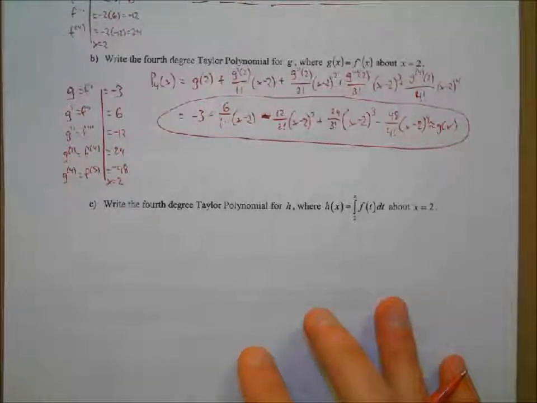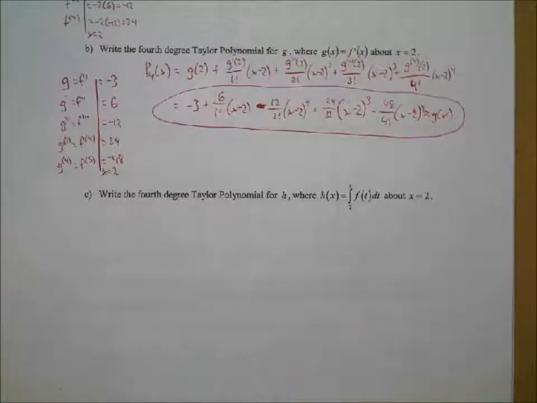All right, one more thing, a new function now: the fourth degree Taylor polynomial for h, where h of x is equal to the integral from 2 to x of f of t dt. So now h is equal to the integral from 2 to x of f of t dt. And again, we're still centered about x equals 2.